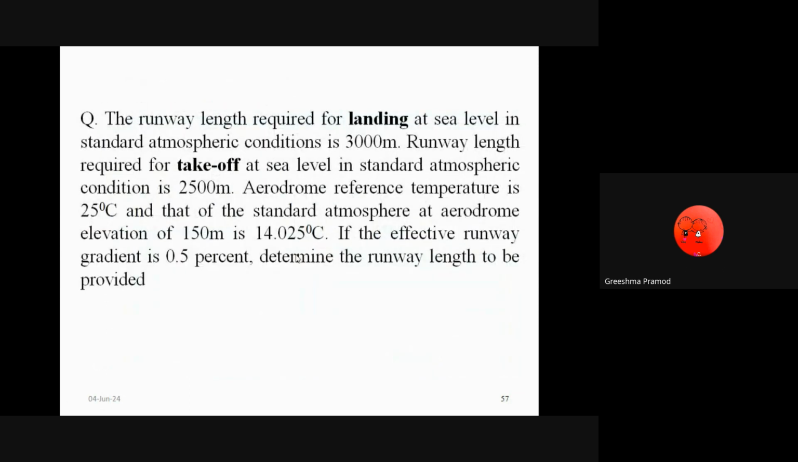There is a problem from the same condition we mentioned earlier, but the difference here is that the runway length required for landing at sea level in standard atmospheric condition is 3000 meter. Runway length required for takeoff at sea level in standard atmospheric condition is 2500 meter. Aerodrome reference temperature, same as that of airport reference temperature, is 25 degrees Celsius, and that of the standard atmosphere at aerodrome elevation of 150 meter is 14.025 degrees Celsius.